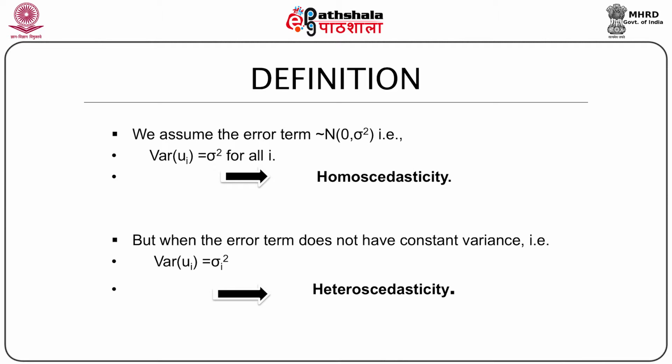This is called homoscedasticity. However, when the error term does not have constant variance, that is, the variance of the error term ui equals sigma i square for each i, we call it heteroscedastic.